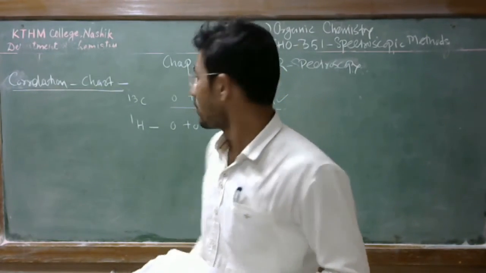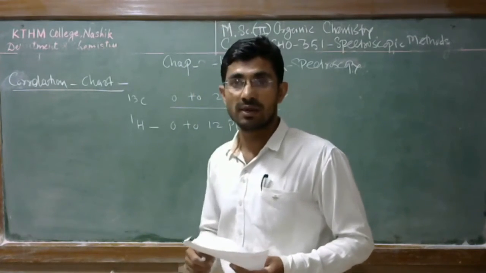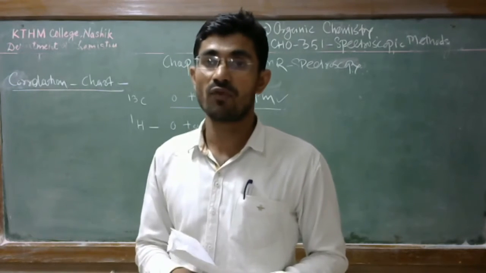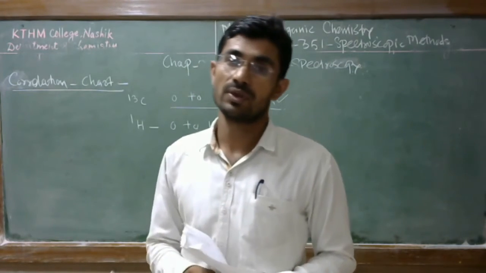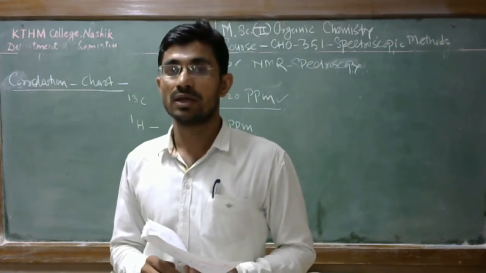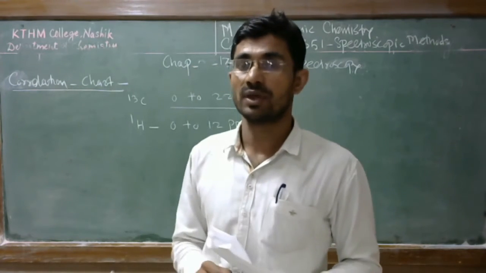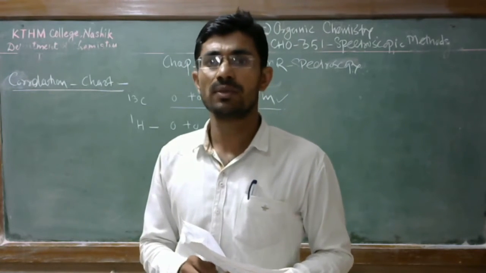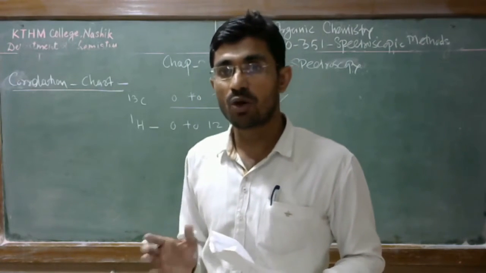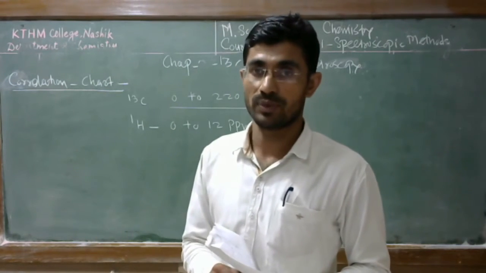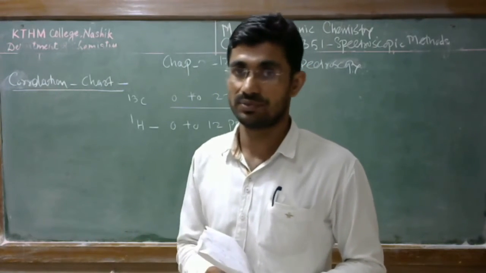So in 13C NMR we can observe a very large range, and because of this, every non-equivalent carbon appears in 13C NMR. Means the peak overlapping problem we cannot observe in 13C NMR spectroscopy because of the very large range.